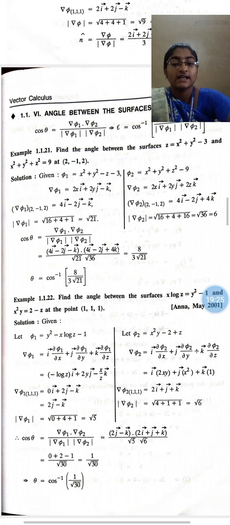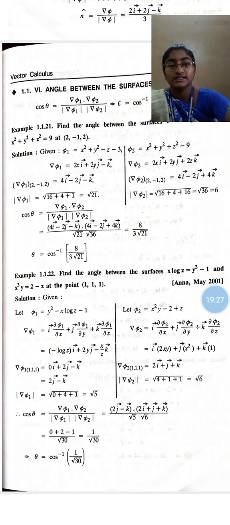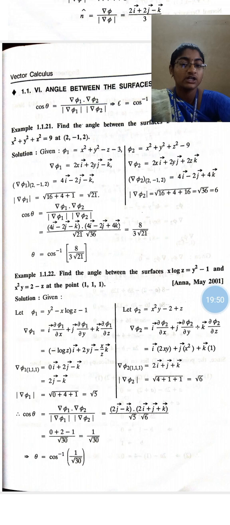Here one more example is given for the angle between the surfaces: x log z equal to y square minus 1 and x square y is equal to 2 minus z at the point 1 comma 1 comma 1. Similarly, pi 1 and pi 2 are given here. We need to find del pi 1 and del pi 2 and substitute the values 1 comma 1 comma 1 for x, y, z. Then we have to take the modulus for del pi 1 and also del pi 2.